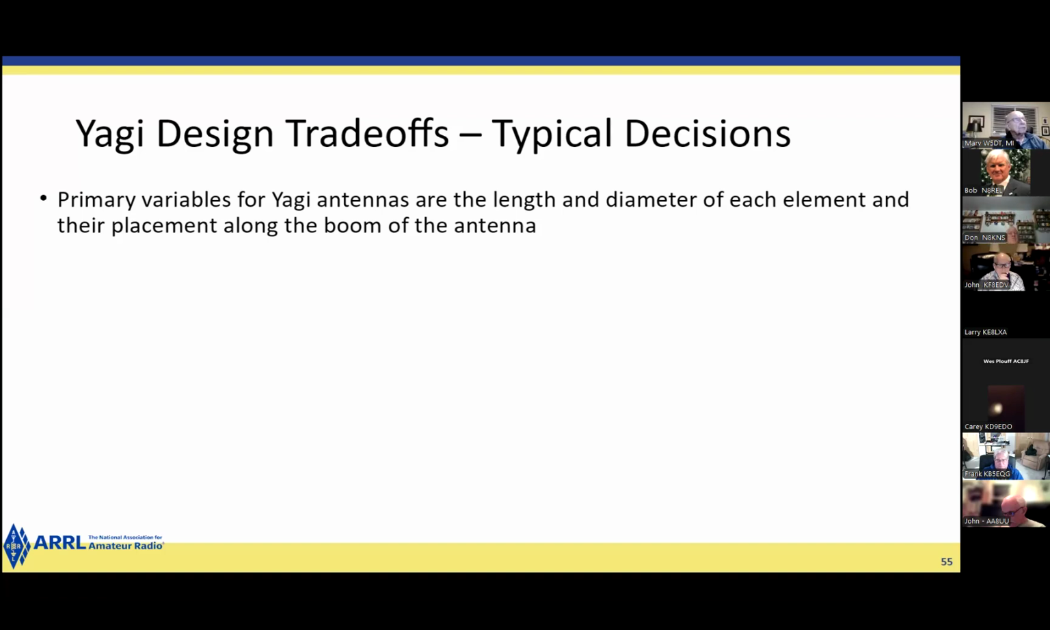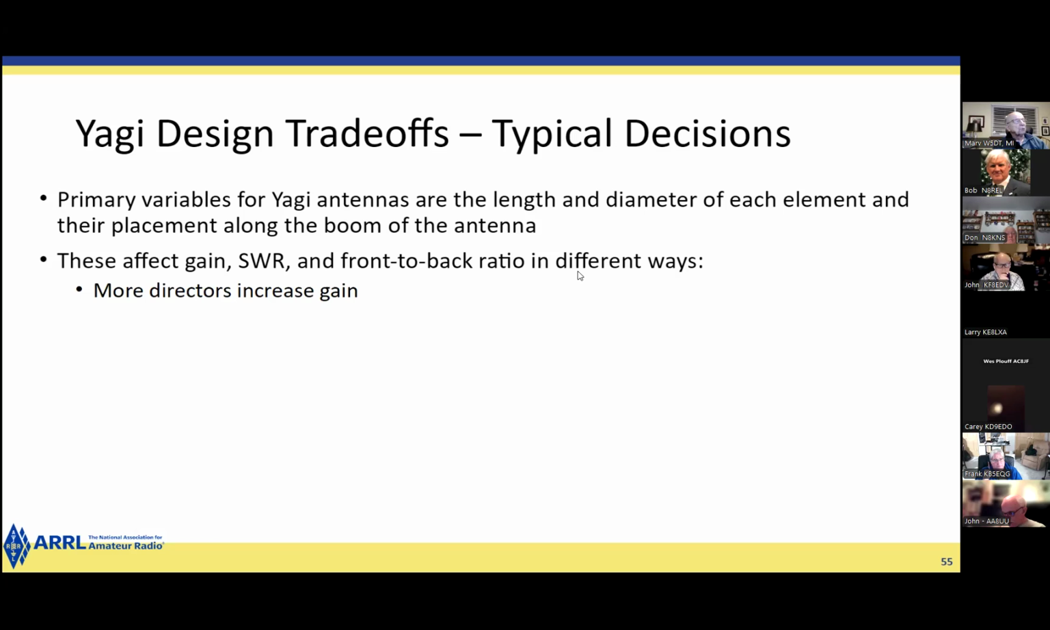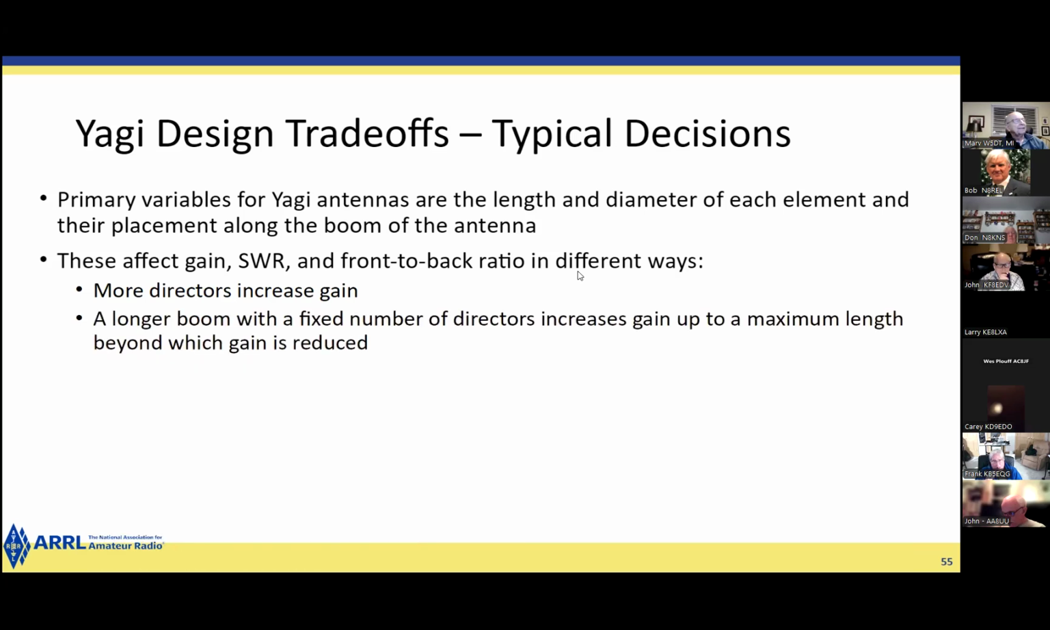The primary variables for Yagi antennas are the length and diameter of each element and their placement along the boom of the antenna. This is essentially true with all of the various makes of these things that are out there on the market. They affect the gain, the SWR, and the front to back ratio in different ways. More directors increase gain. A longer boom with a fixed number of directors increases gain up to a maximum length beyond which gain is reduced.